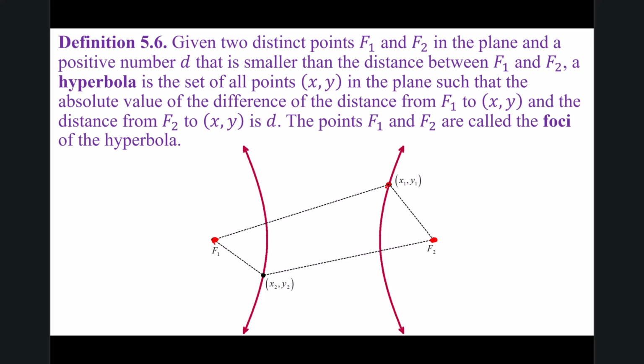So if I have this point x1, y1 on the hyperbola, the difference between these two distances, so the distance from F1 to that point and from F2 to that point, if we take the difference of those two distances, that is always a constant, no matter where that point xy is on the hyperbola. The difference between those two distances is always the same.